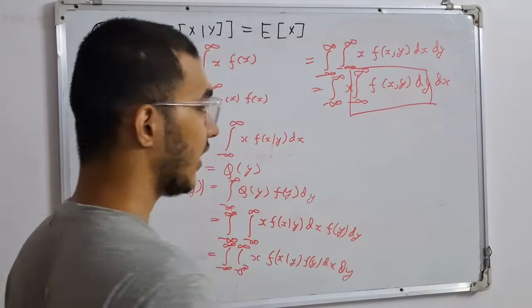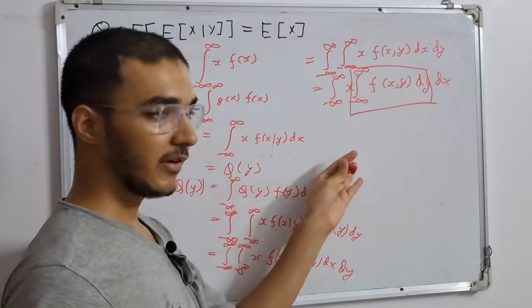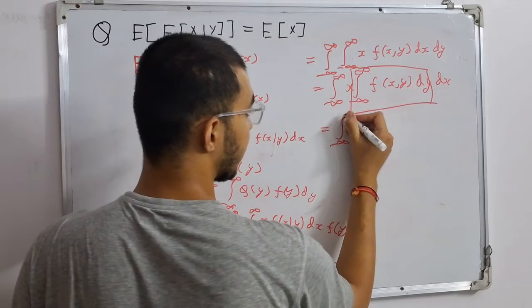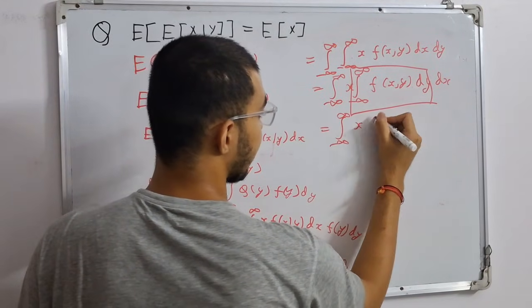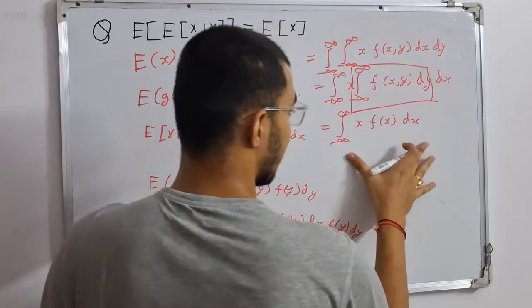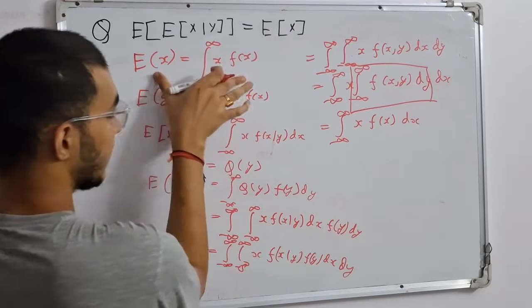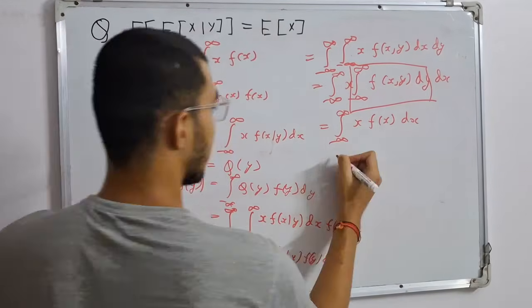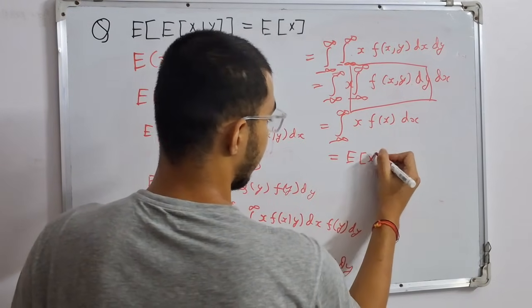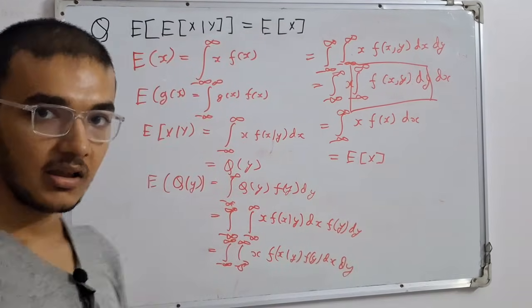Now we know that this term over here equals f(x), so it will come out to be integration minus infinity to infinity x f(x) dx. And this is the formula for E[X], as you can see over here. So hence we have proved that E[X given Y] is equal to E[X]. Thank you for watching.